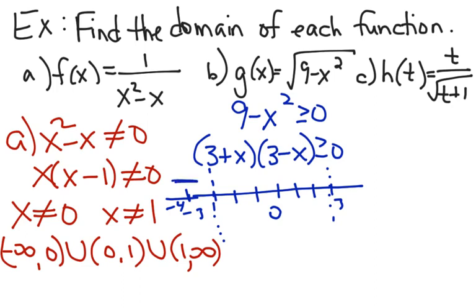How about the numbers that are between -3 and +3? So how about I try 0? 3 plus 0 is 3, 3 minus 0 is 3, 3 times 3 is 9. Is 9 greater than 0? Yes.